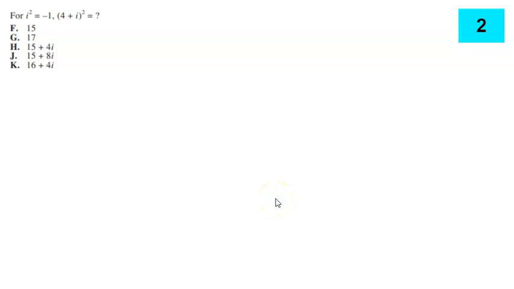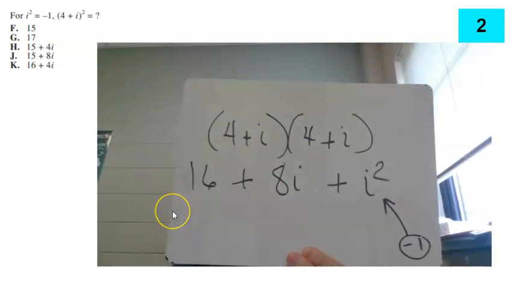For i squared equals negative 1, (4 plus i) squared equals what? You can put this in your calculator, but it does take a little time. So one easy way to do it is simply multiply 4 plus i times 4 plus i. You'll get 16 plus 8i plus i squared. Since i squared is negative 1, you need to choose an answer choice with 15 plus 8i. The answer was J.